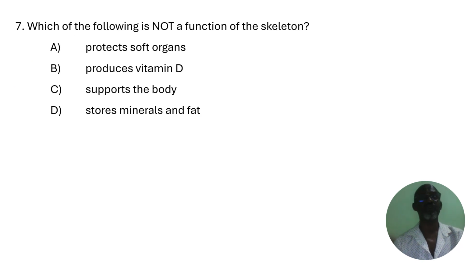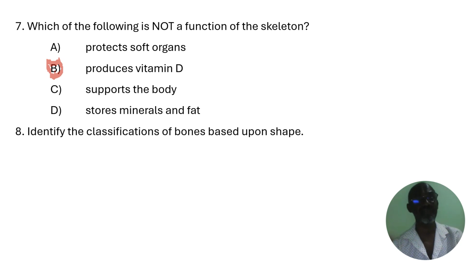Question number 7. Which of the following is not a function of the skeleton? Protects soft organs, produces vitamin D, supports the body, stores minerals and fat. The skeleton does not produce vitamin D. Vitamin D production begins in the skin.